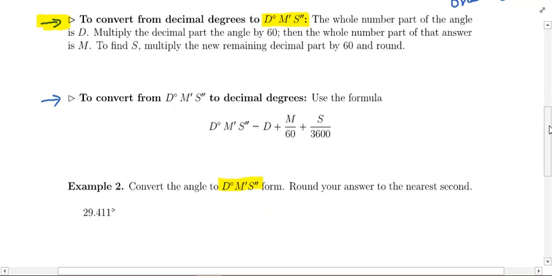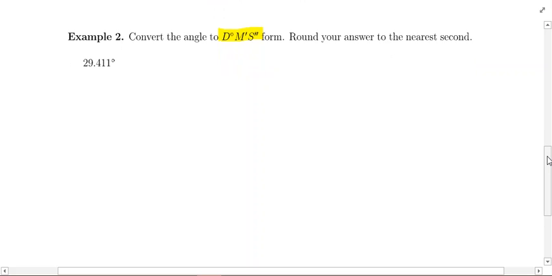So what you're trying to do is take 29.411 degrees and convert it into the number of degrees, the number of minutes, and the number of seconds. Remember, minutes and seconds are just further subdivisions of one single degree. So here's what you're going to do. Like I said, we're going to try to make sense of the statement above.